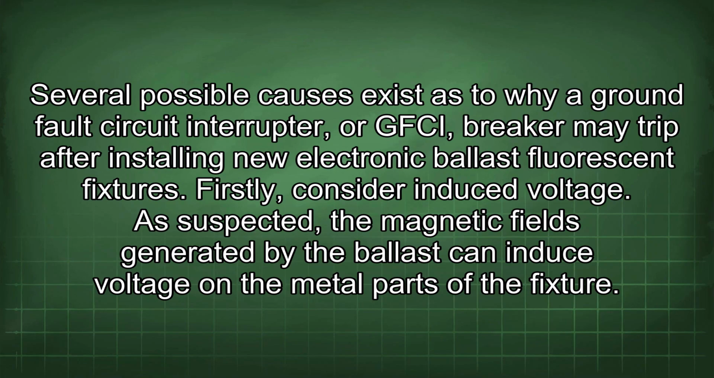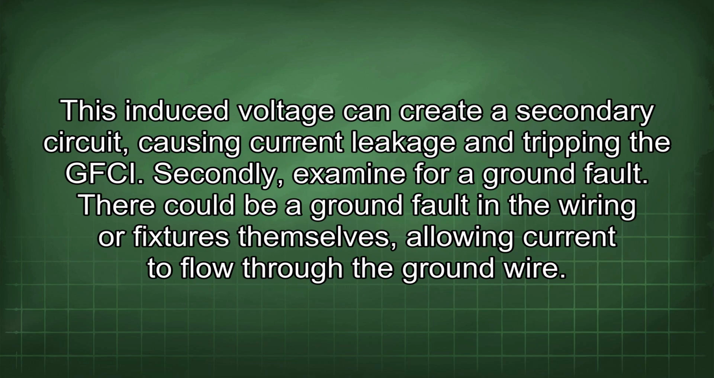Several possible causes exist as to why a ground fault circuit interrupter, or GFCI, breaker may trip after installing new electronic ballast fluorescent fixtures. Firstly, consider induced voltage. As suspected, the magnetic fields generated by the ballast can induce voltage on the metal parts of the fixture. This induced voltage can create a secondary circuit, causing current leakage and tripping the GFCI.